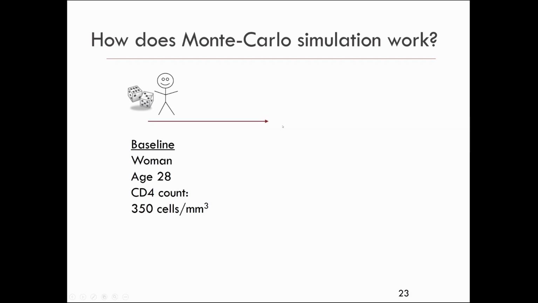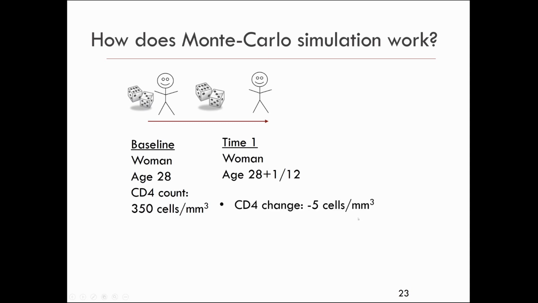We then are ready to move to the next time point, and some of those characteristics may either be fixed in our simulation or evolve in some deterministic way. So here you can see age increases by 1 month, or 1/12 years. And then other characteristics are going to be probabilistically determined. So we run some more random numbers. We might, for example, pull from the distribution that her CD4 count is likely to decrease by 5 cells per millimeter cubed. Based on that, we would calculate her new CD4 count at 345.